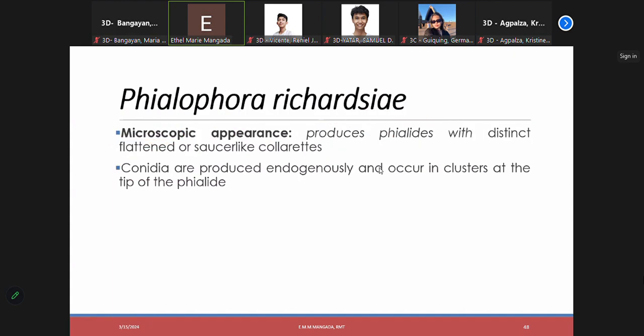And the next, another that causes phaeohyphomycosis, we have your Phialophora richardsiae. So, it also produces phialides. Ito yung clue nyo. Parang yung Phialophora verrucosa kanina. Okay? So, may phialides po siya.